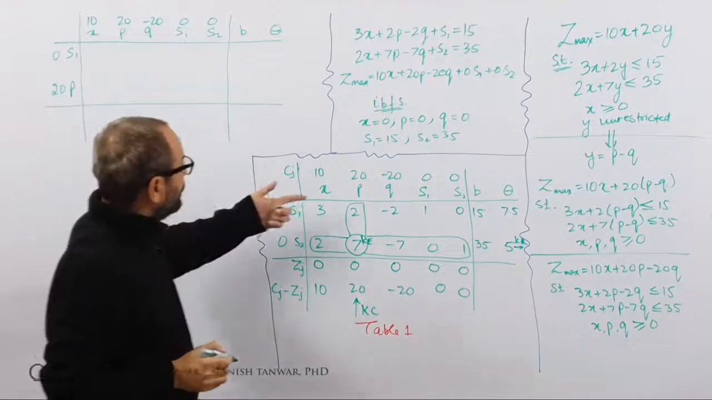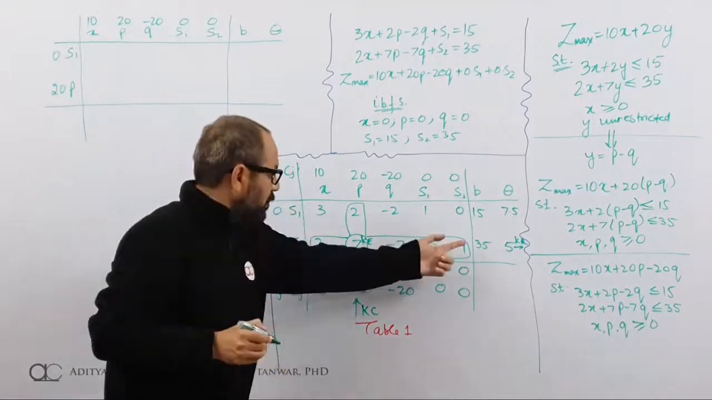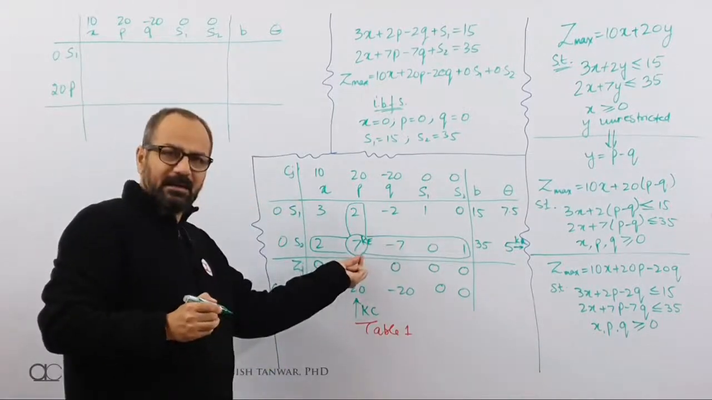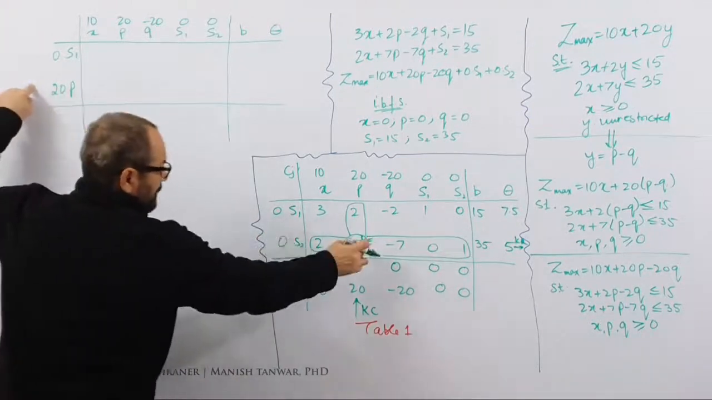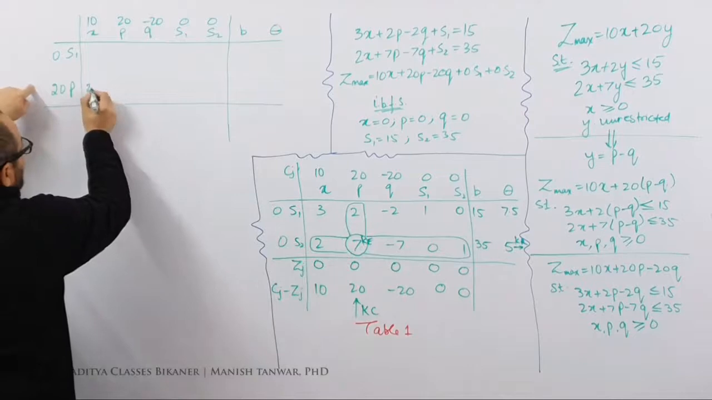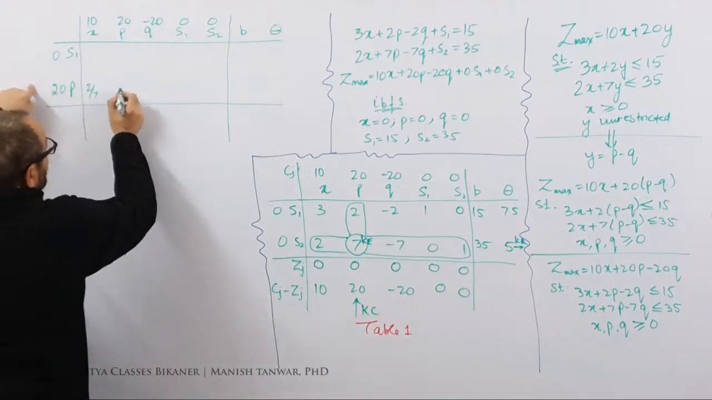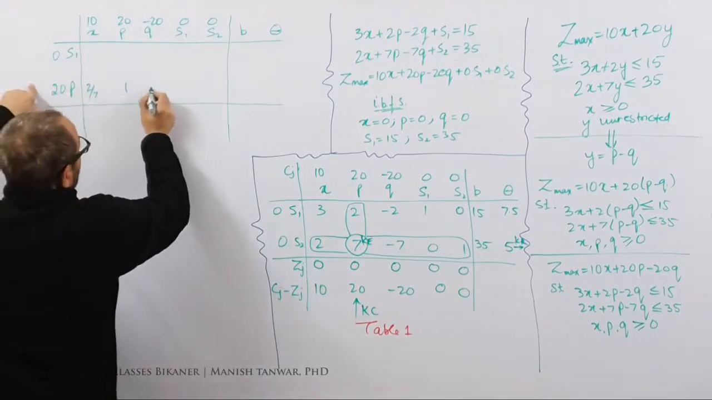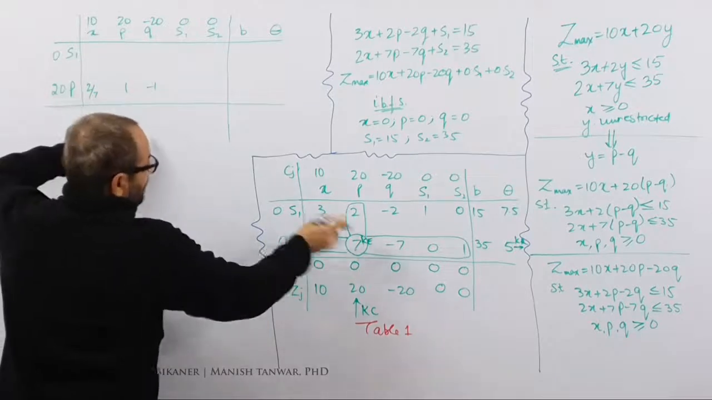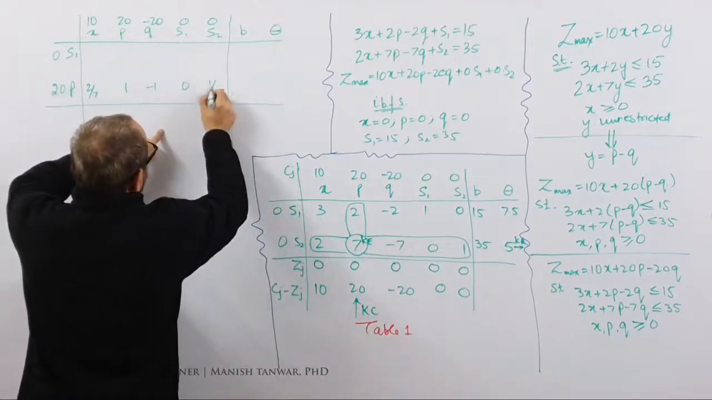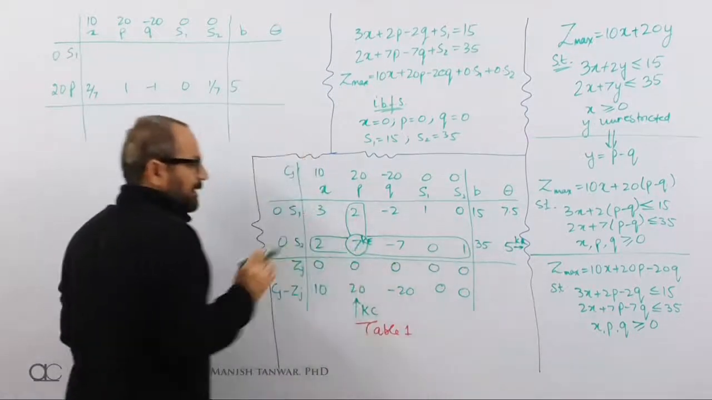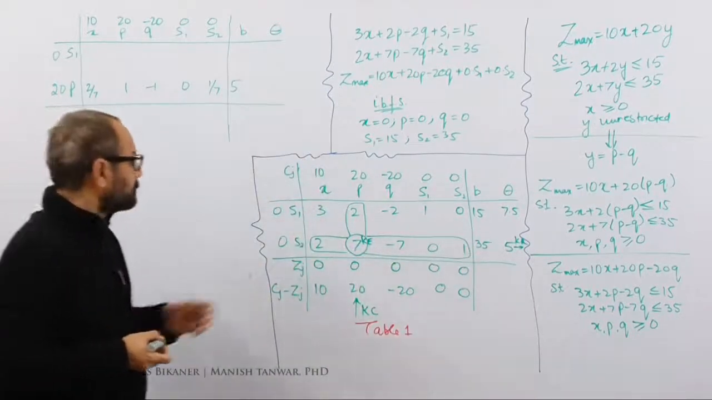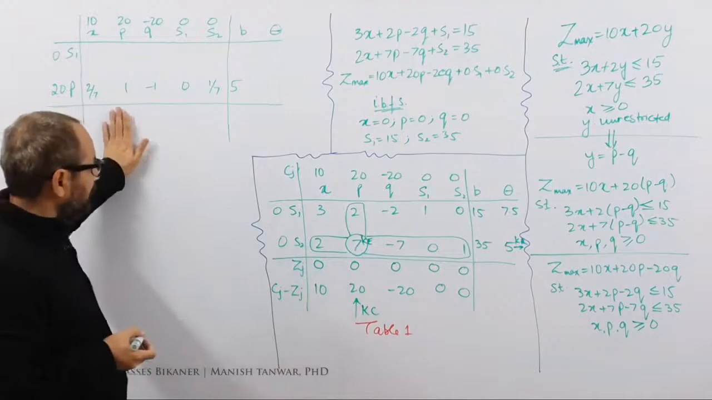Key row will be divided by key element and we'll get a new key row, the modified key row. So, divide everything by 7. We get 2 by 7, 1, minus 1, 0, 1 by 7 and 5. Divide all elements of key row by key element, that is 7. We get this new modified key row.